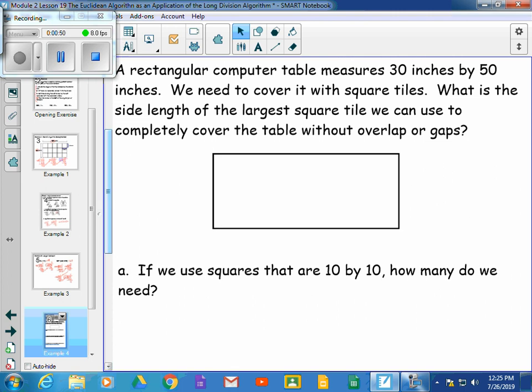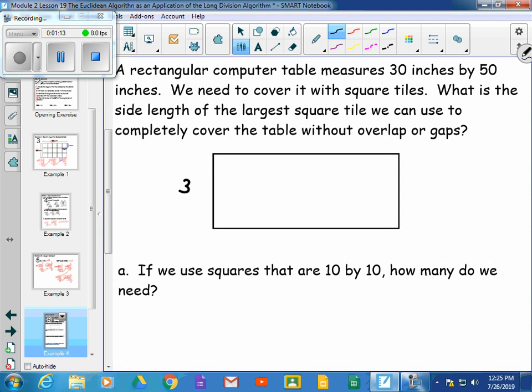This is a rectangular computer table, measures 30 inches by 50 inches. We need to cover it with square tiles. What is the side length of the largest square tile we can use to completely cover the table without overlap or gaps? So we have a table here, a rectangular table, measures 30 inches this way by 50 inches this way.